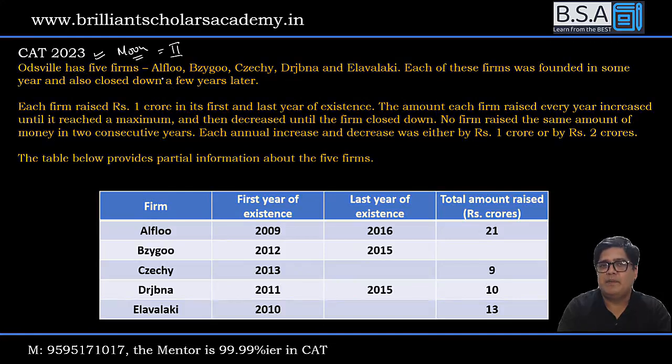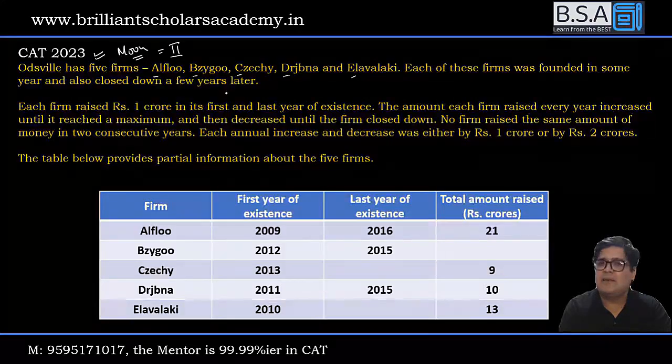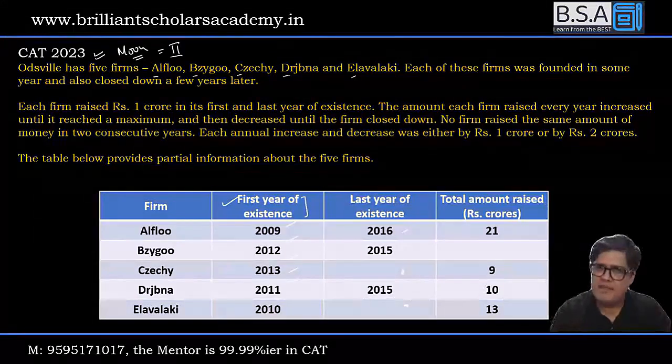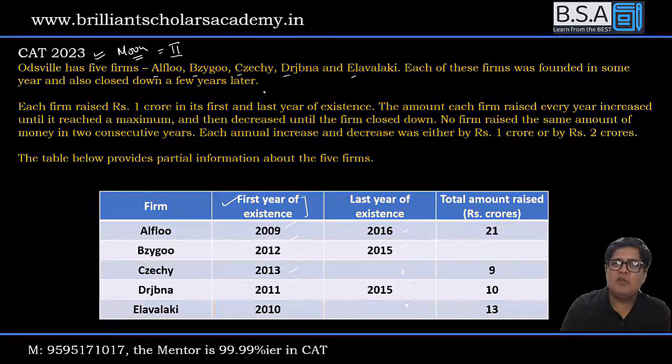It has 5 firms: A, B, C, D, E. 5 firms. What a scary name. Each of these firms was founded in some year and also closed down a few years later. So the starting year is given to you, when the company started, and the closing year is given for some of them, and for some the closing year is not given. Missing data. So I have understood this so far.